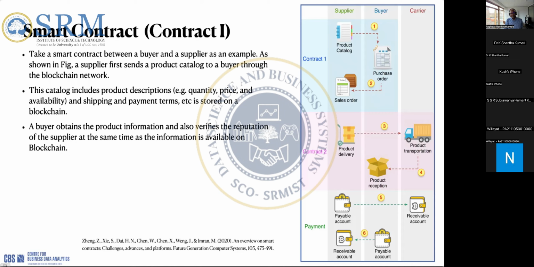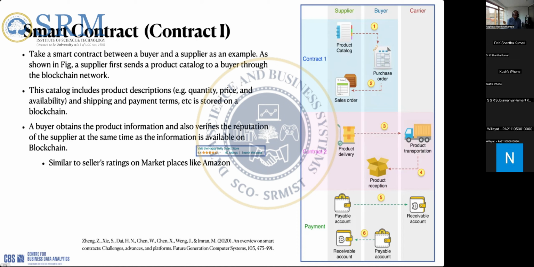So the first thing he will do is verify the reputation of the supplier. A reputation is similar to the seller's rating on a marketplace. For example, when you buy stuff on Amazon, you often want to see the rating of the product, and many times you also want to see the rating of the seller. How good is the seller's reputation?